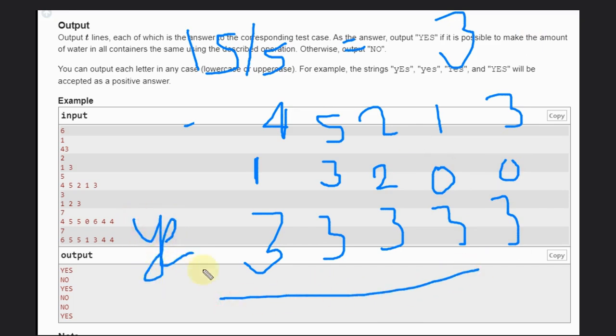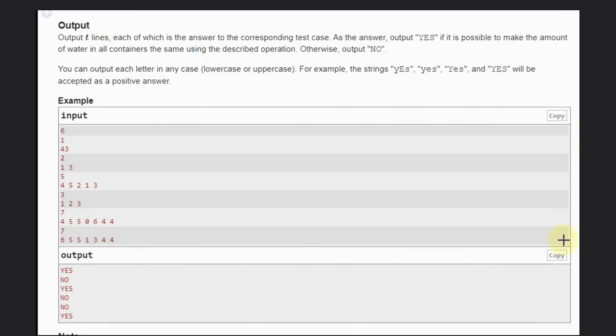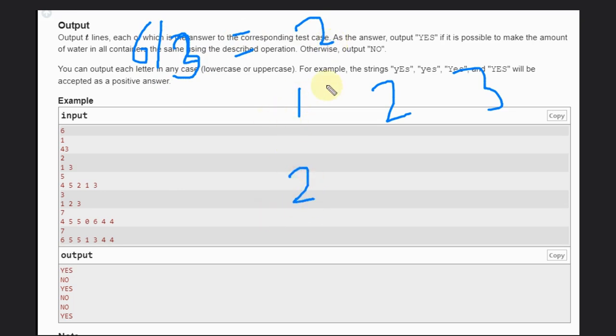So let's see another case for better understanding. We have 1, 2, 3. The total is 6, and 6 divided by 3 is 2. So at the first level we need 2 and it is only 1. We can't put any water here from anywhere. So that's the problem, and at this point we can say it is not possible, and we'll return it. That's it.